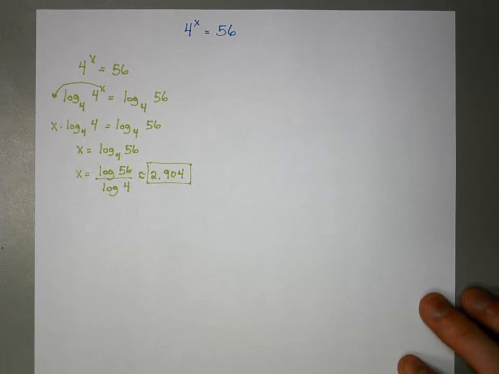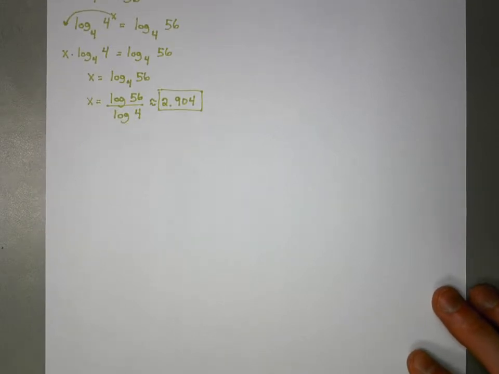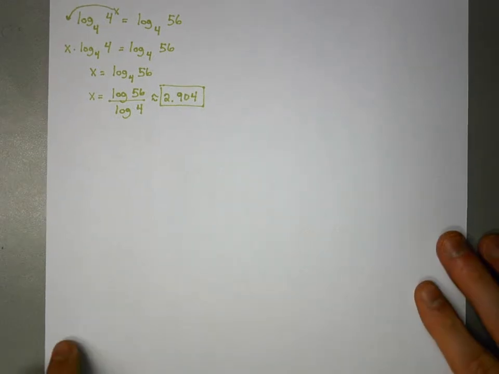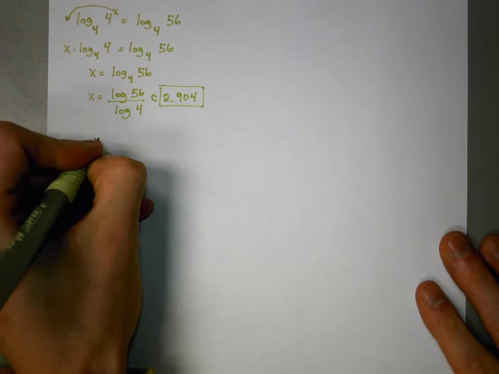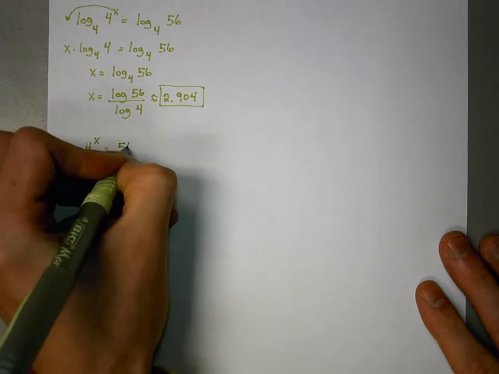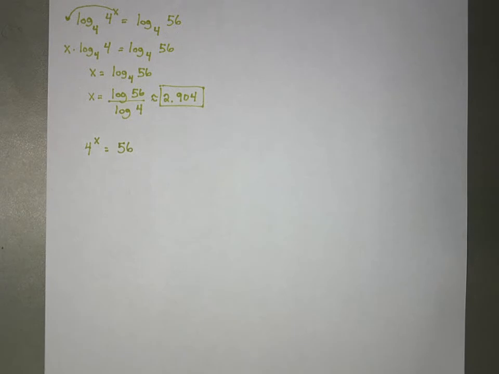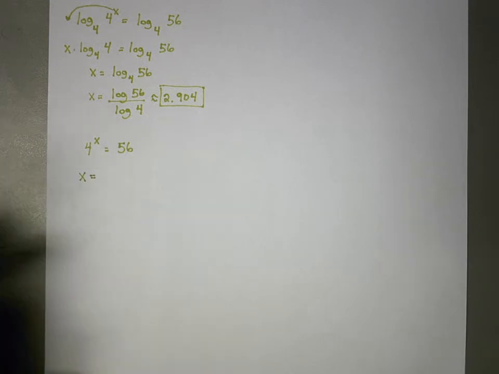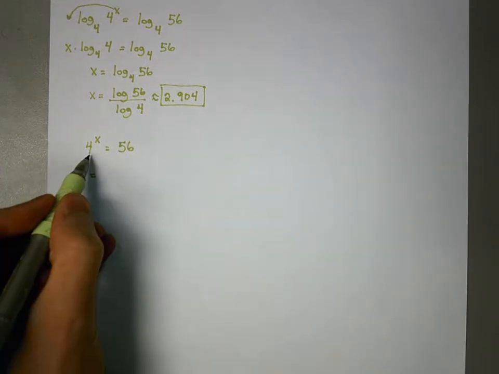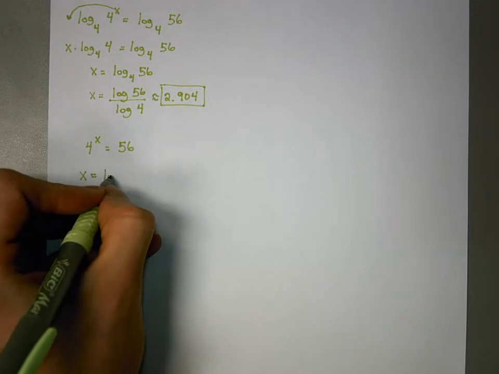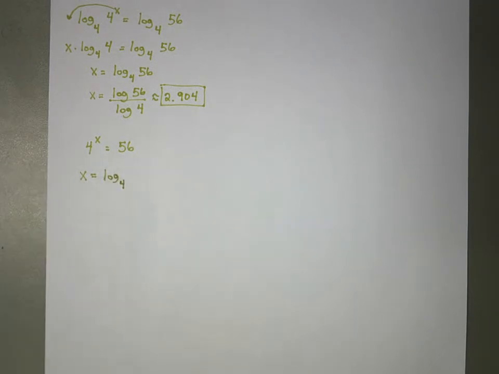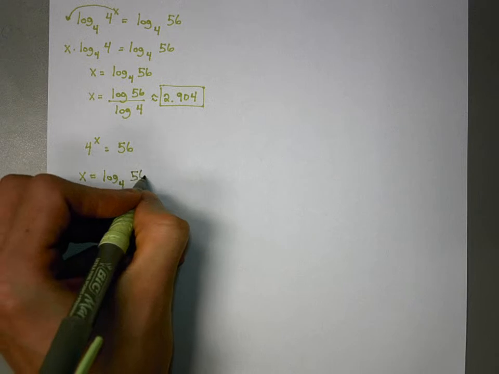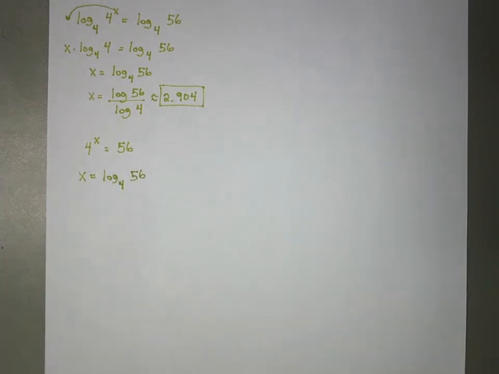The second approach we can take is by converting to a logarithmic form right off the bat. So here, 4 to the x is equal to 56. Let's convert to logarithmic form. We know the answer to the log is going to be the exponent. We know that the base of my exponent is the same as the base of the log, and then that other number is just the other piece that goes there.